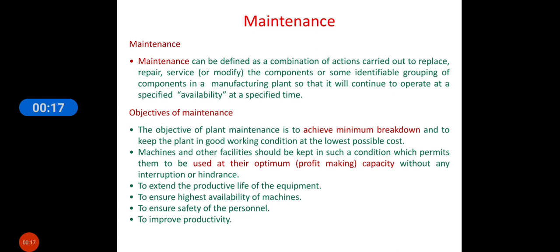What is maintenance? We can define maintenance as a combination of actions carried out to replace, repair or service, or modify the component or some identifiable group of components in a manufacturing plant so that it will continue to operate at a specified availability at a specified time. Basically, maintenance may be understood as a set of activities which help to keep plant, machinery and other facilities in good condition.